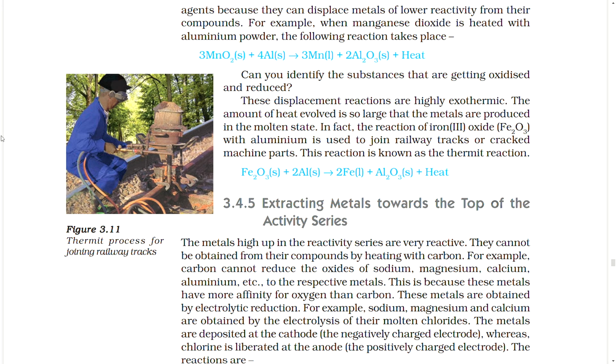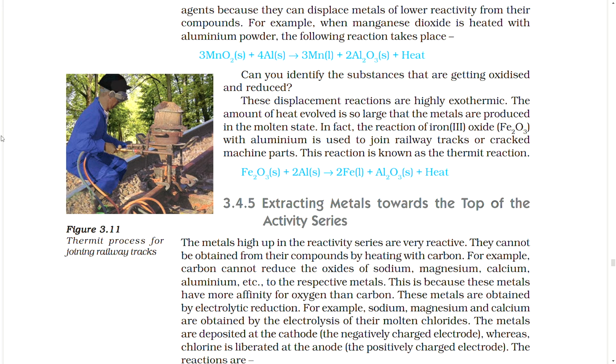Can you identify the substances that are getting oxidized and reduced? These displacement reactions are highly exothermic. The amount of heat evolved is so large that the metals are produced in the molten state. In fact, the reaction of iron(III) oxide, Fe2O3, with aluminium is used to join railway tracks or cracked machine parts. This reaction is known as the Thermit reaction.